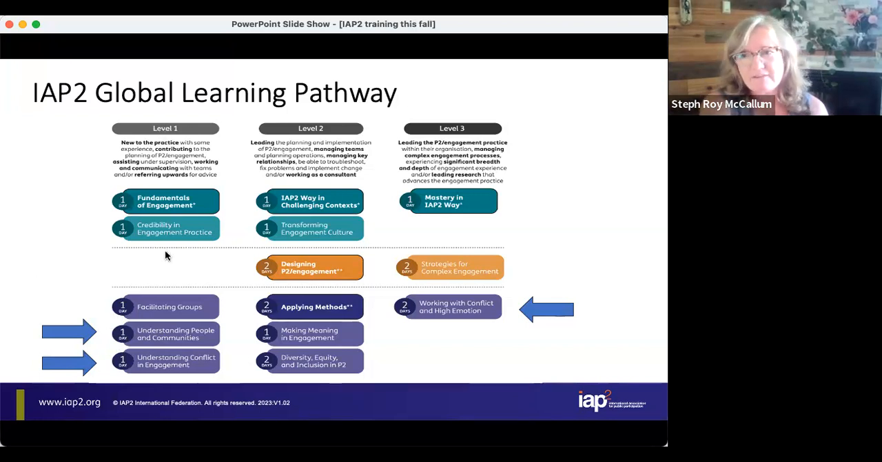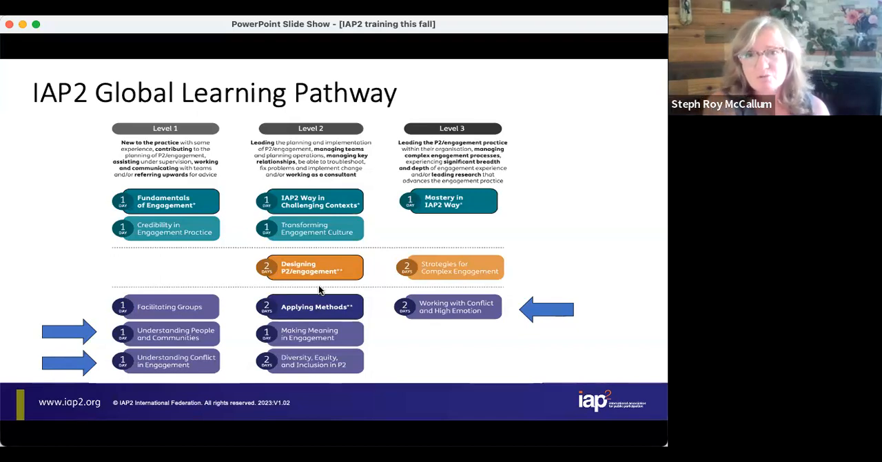Now, when I say level 1 courses, I'm talking about folks who are new to the practice, who are working as part of a team or contributing to a team. And they're usually being supervised, and they're sort of getting advice or input upward. So not a ton of experience, but definitely working in the practice.